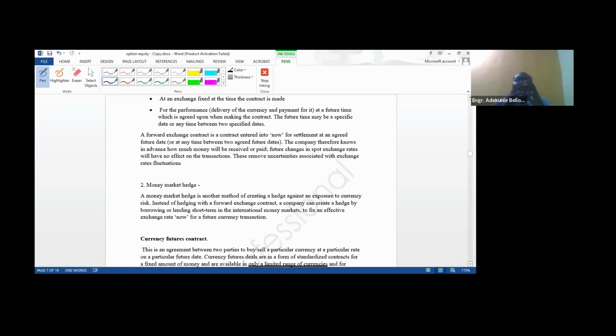By using a forward contract to hedge, you have removed uncertainty surrounding the exchange rates. You have hedged, regardless of the spot rate in 3 months' time. You have hedged under a forward contract.